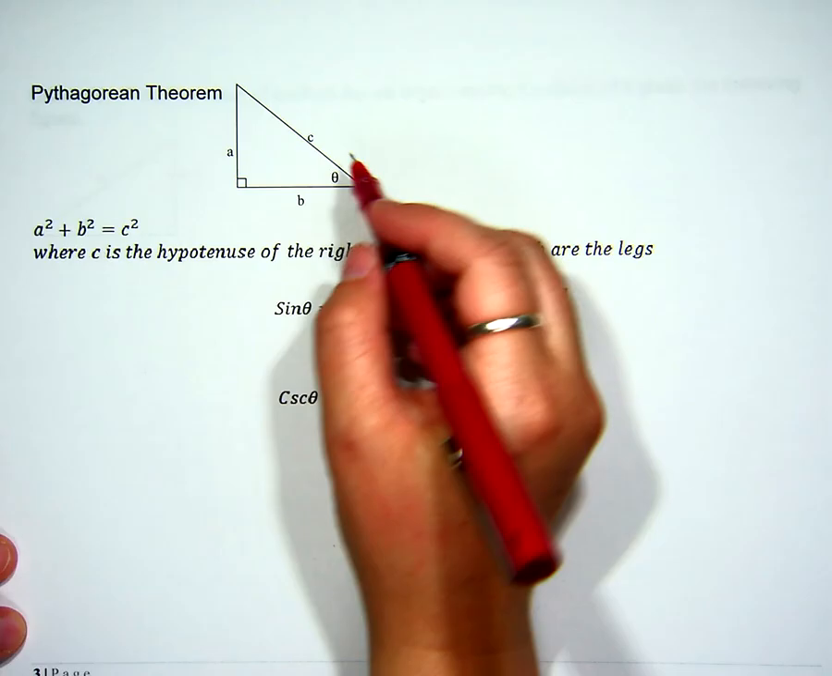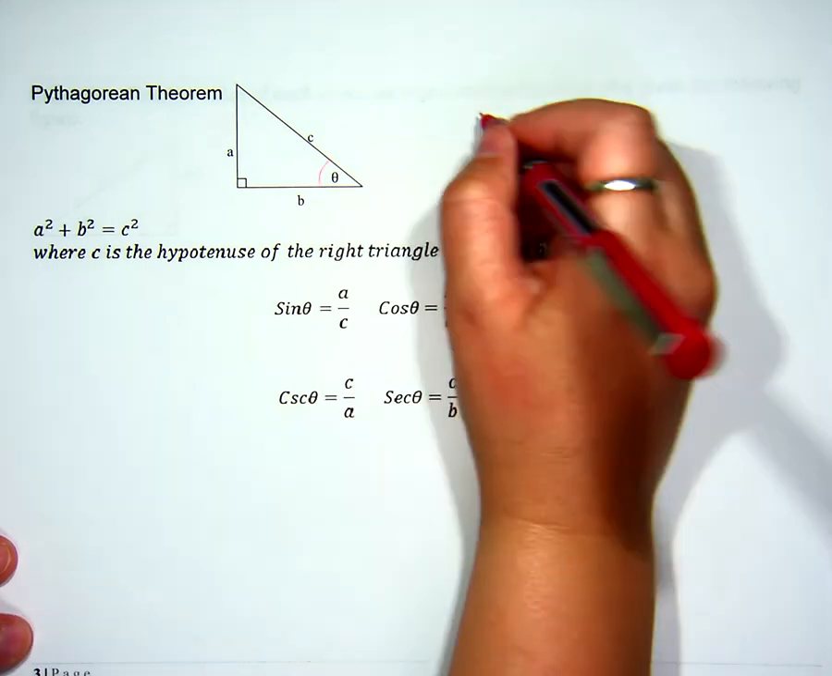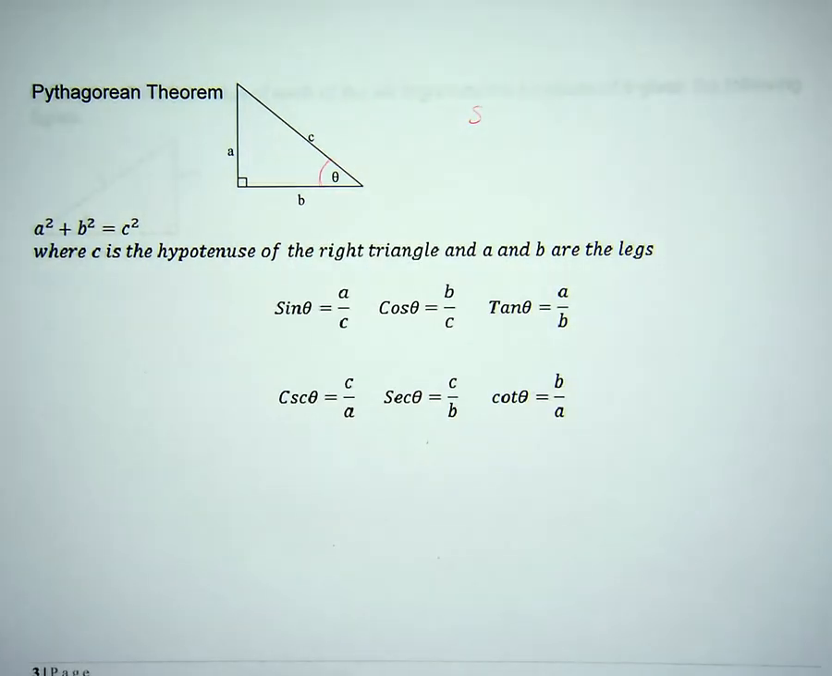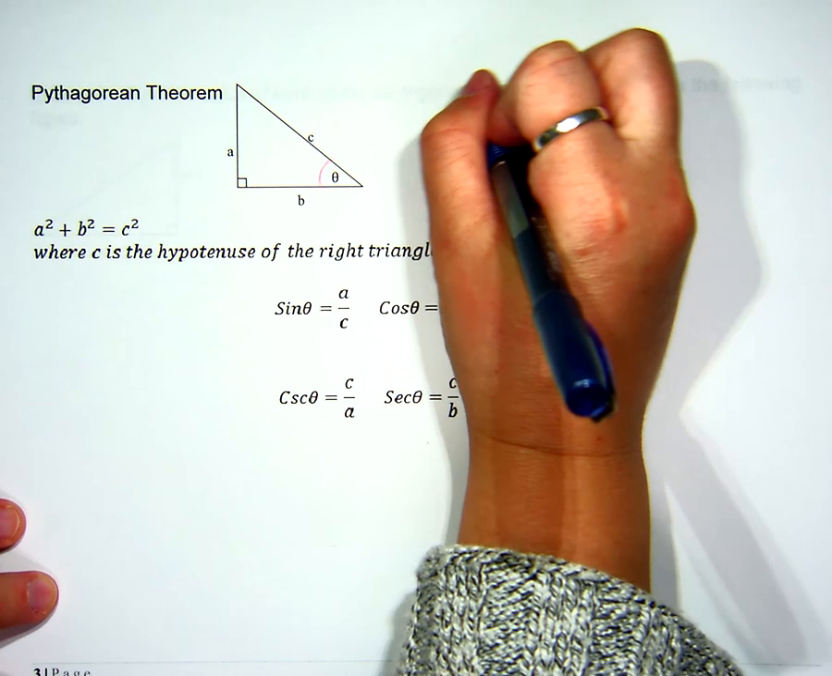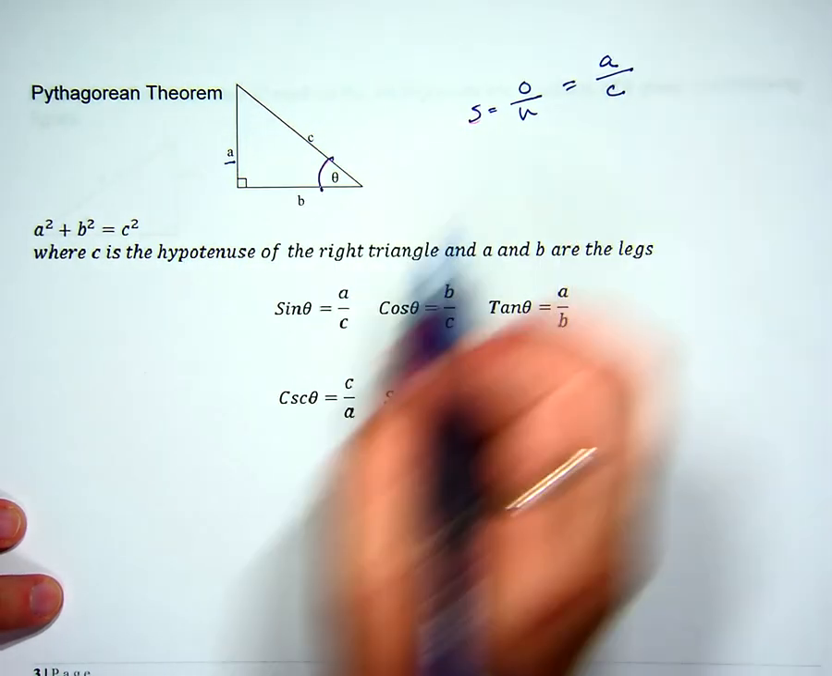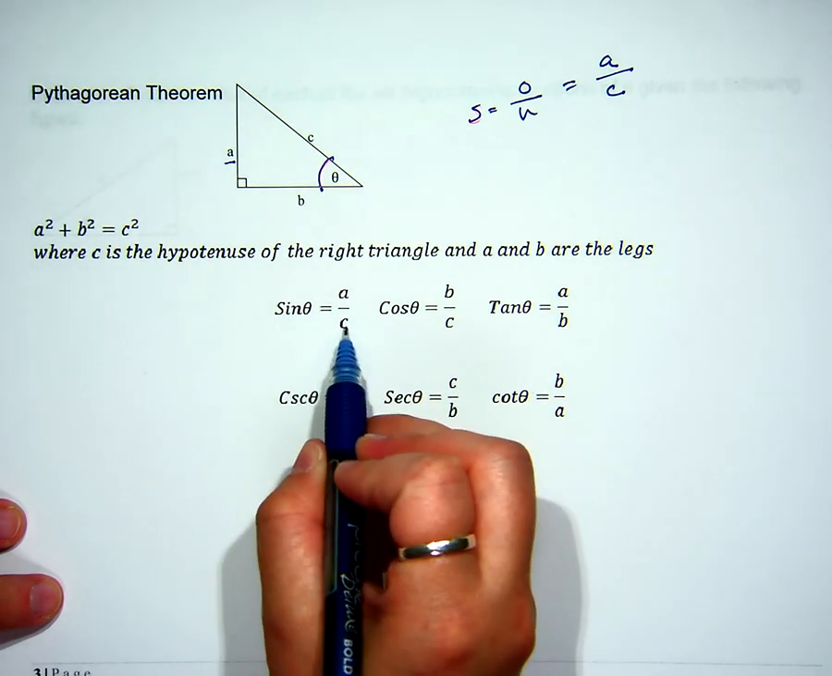Sine of my theta, sine, hang on, my pen's not working. Sine is opposite over hypotenuse. From this angle, opposite is A, and hypotenuse is C. So I have sine of theta is A over C.